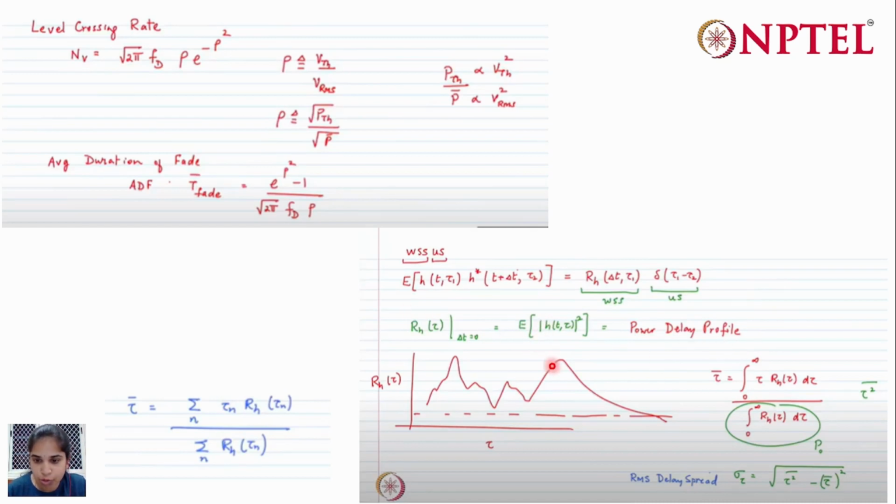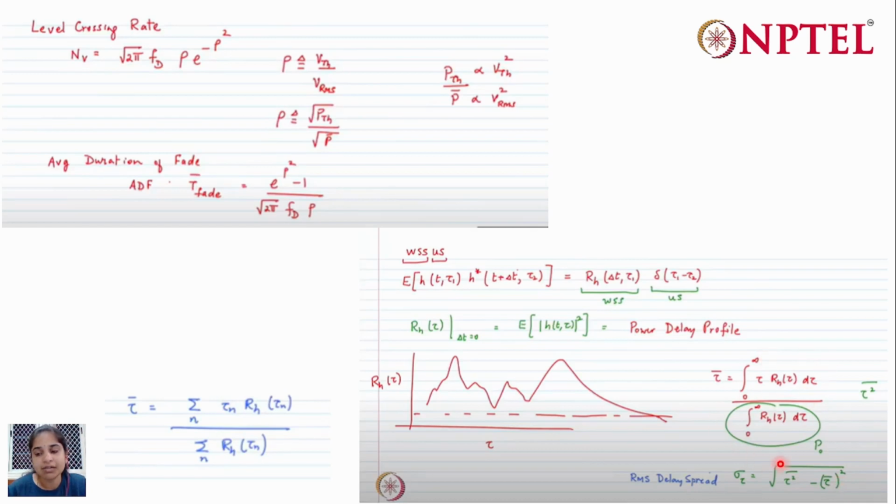And expectation of mod of h of t comma tau the whole square is our power delay profile. So how the power in the channel is varying based on the delay. And we have a few other parameters which you saw. One was mean delay spread, then tau bar square, and then RMS delay spread. Mean delay spread is integral 0 to infinity tau into RH of tau d tau divided by integral 0 to infinity RH of tau into d tau. And then in a similar fashion, tau bar square, and then RMS delay spread was square root of tau bar square minus tau bar the whole square.